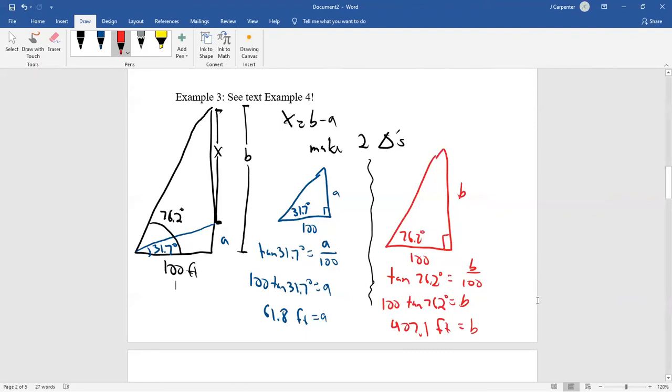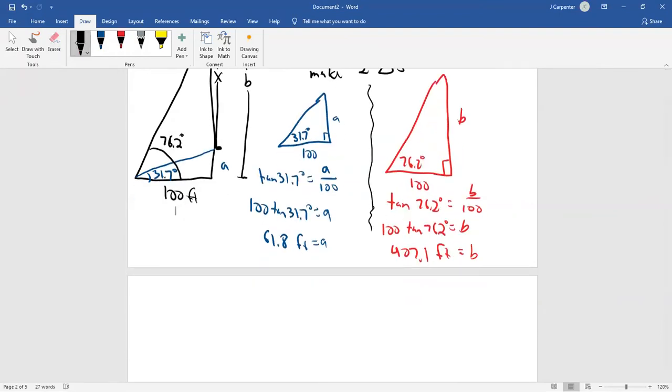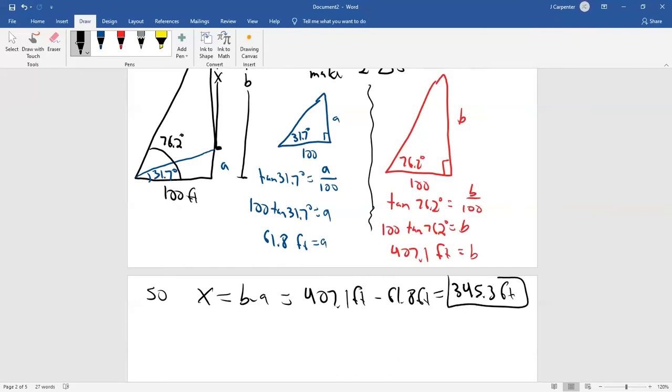Okay, so what was the point of this? We wanted to know the distance we traveled in that 1 minute, which was the difference of those B's and A's. So X would be B minus A, which is 407.1 feet minus 61.8 feet. And when you do that, what is that, 345.3? Yes, it is, 345.3 feet. That is how far that hot air balloon traveled in 1 minute.